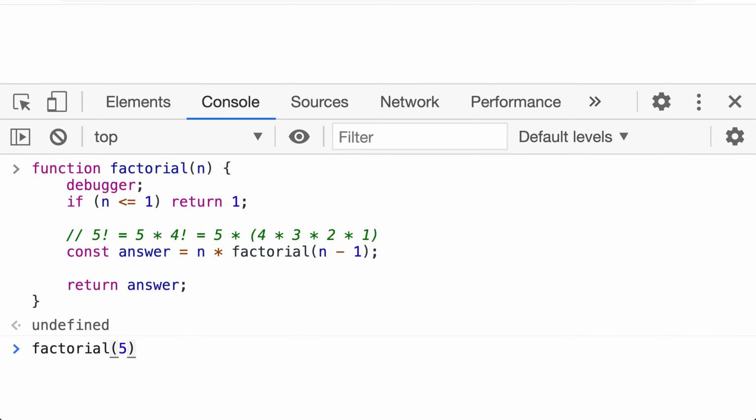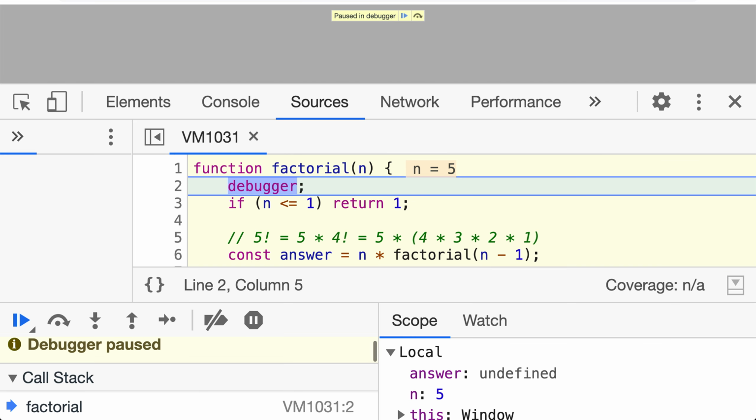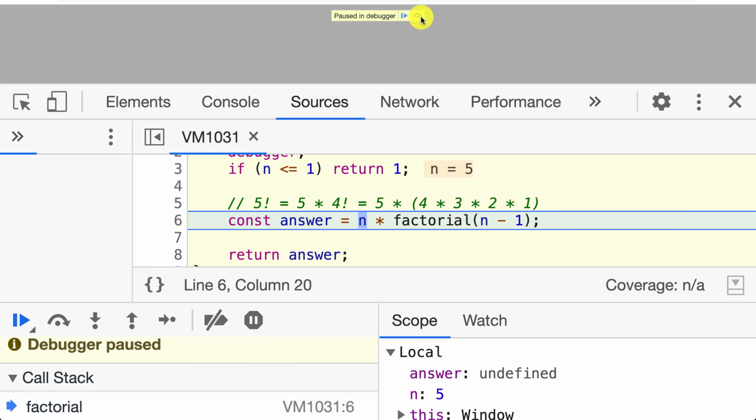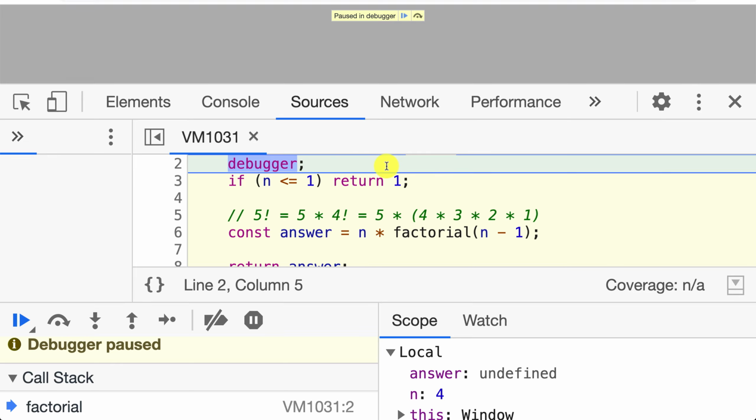So let's find the factorial of 5. When we step through, we see that n is initially 5, so we skip the base case. Then we do 5 times the factorial of n minus 1. Well, now we call this recursively, so we go back to the top of the function because we're calling it again.